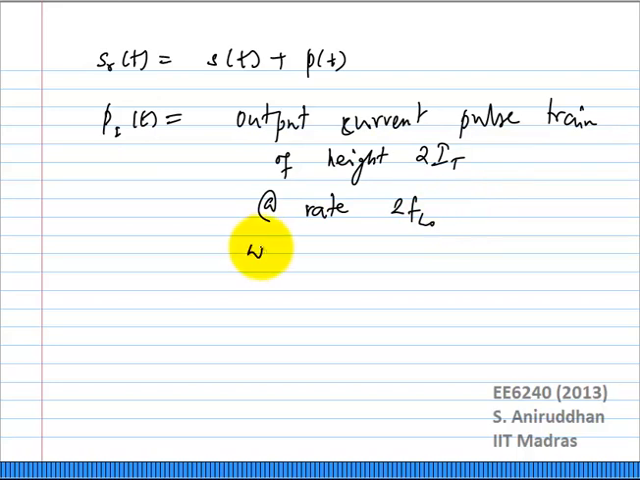What is the width of this pulse? It changes from time to time, and we know the width is nothing but Vn of t by S, right? Vn of t by S. So this width delta t.